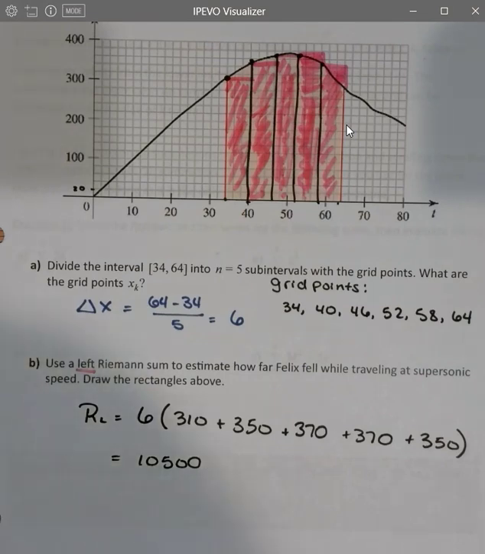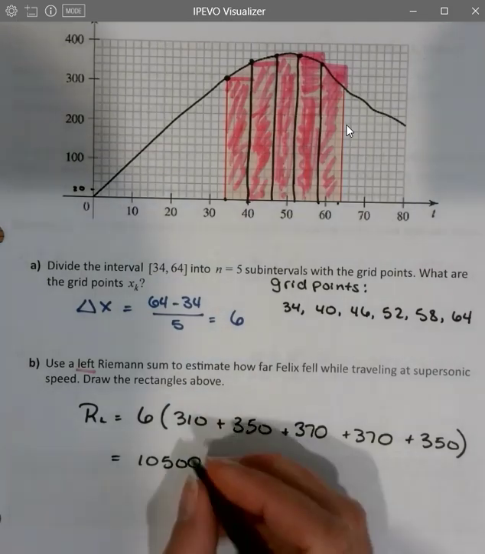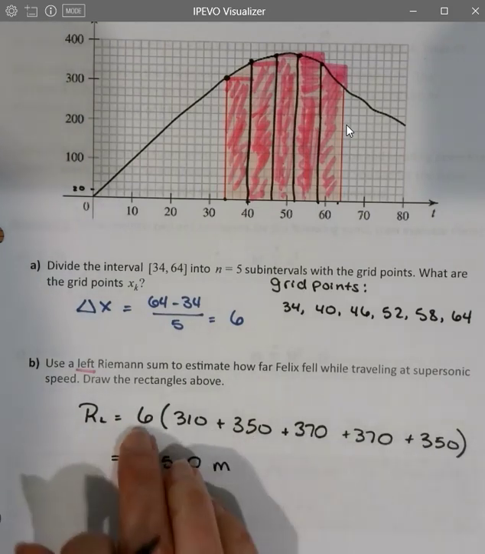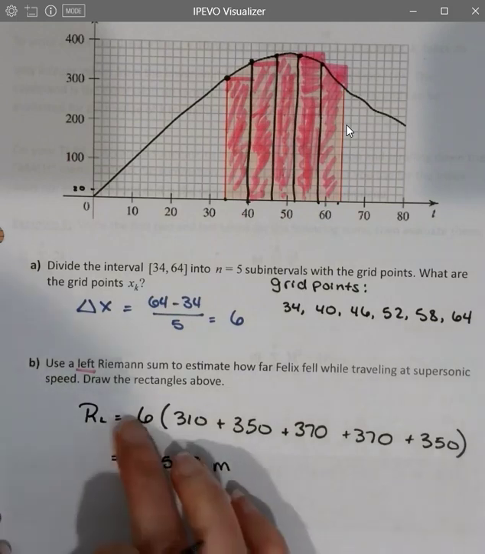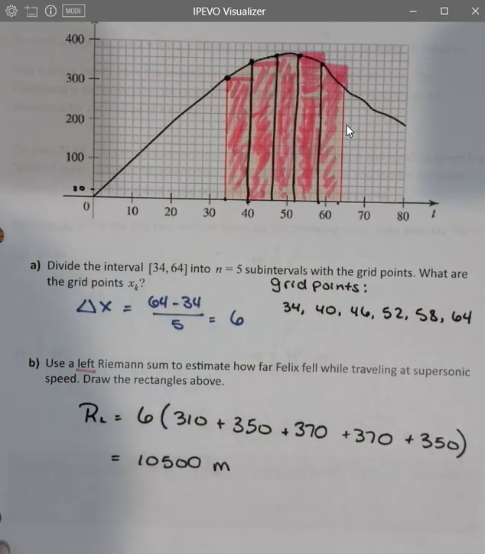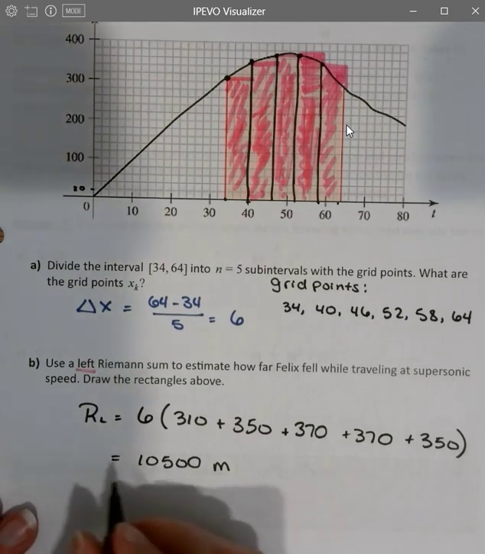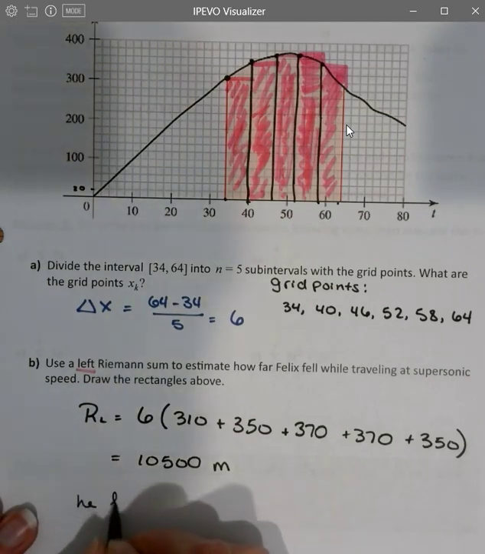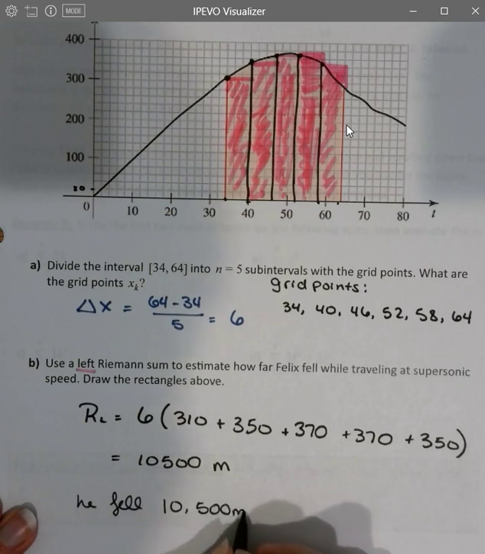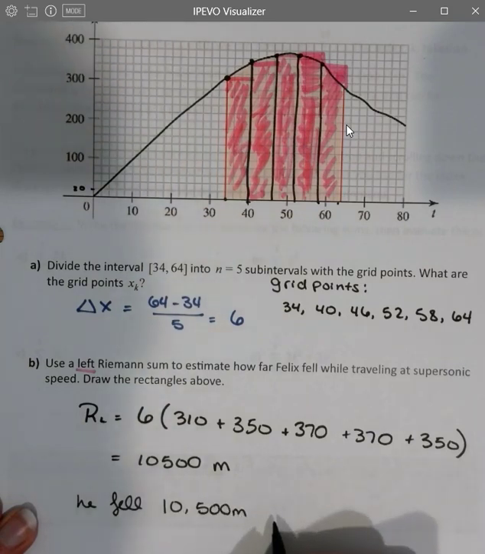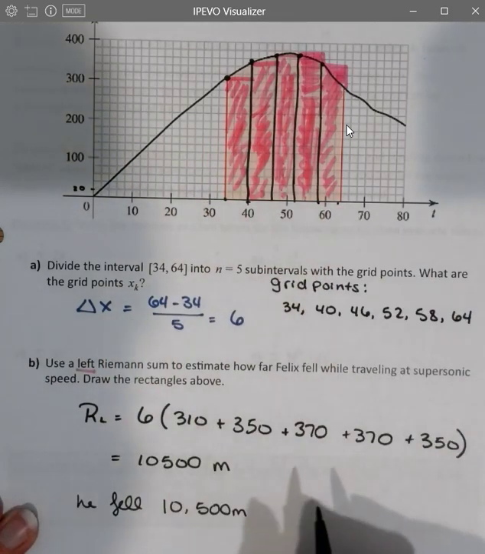So a sum of 10,500, and our units here were in meters per second and second. So this is going to be in meters once I find the product of the two. That's in seconds. These are all in meters per second, so the product is in meters. So we're estimating that he fell 10,500 meters at supersonic speed, because he thinks he was at supersonic speed in the interval between 34 and 64 seconds.